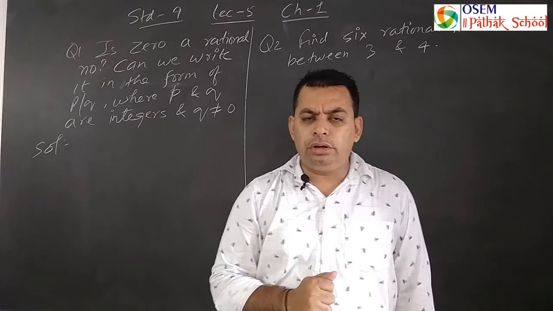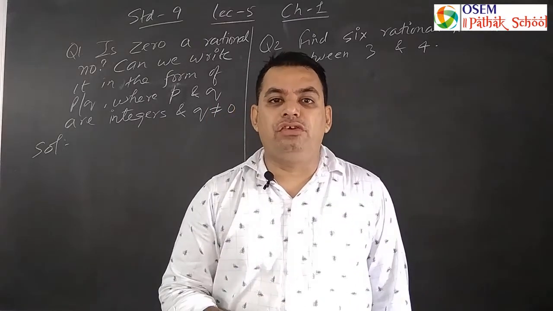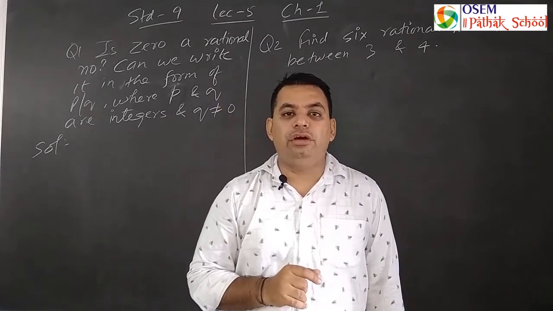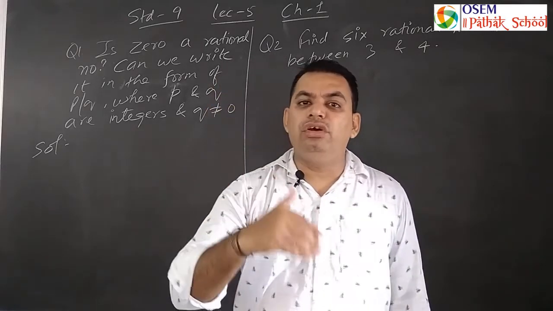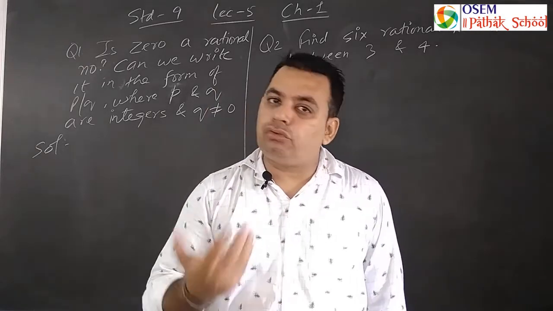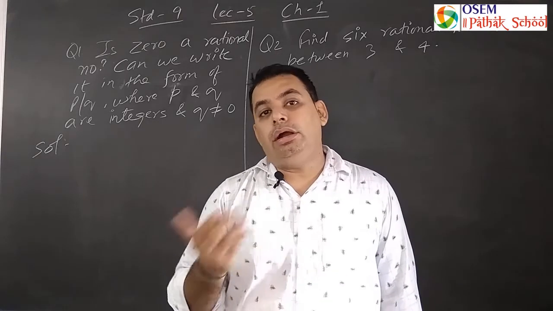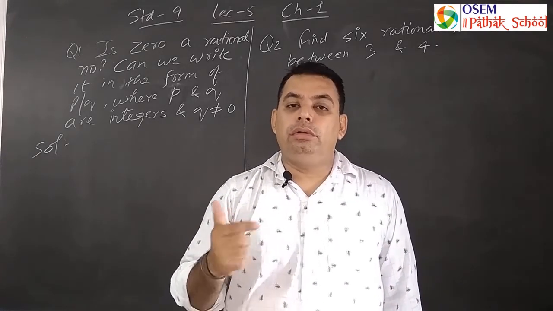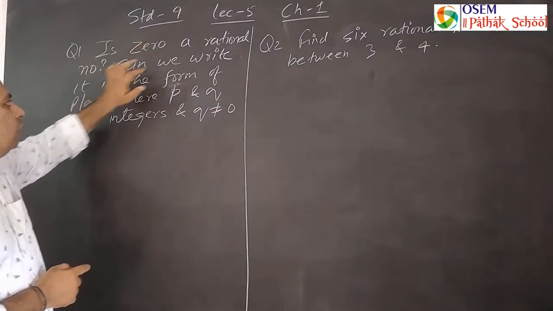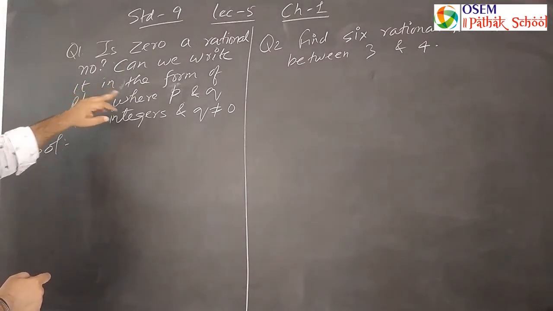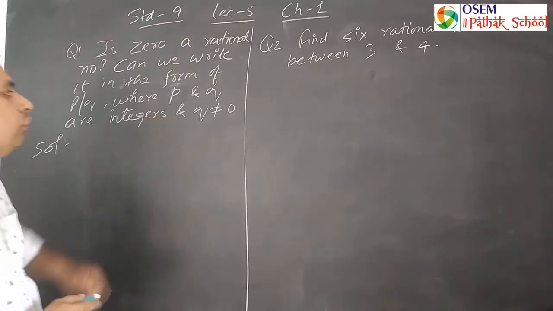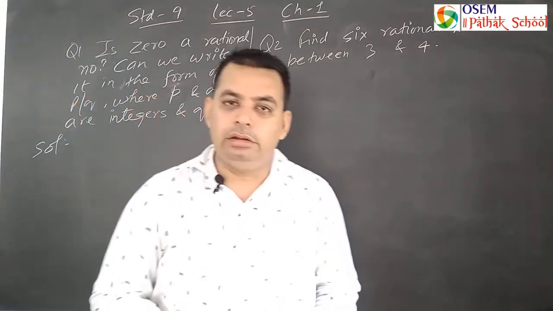Is 0 a rational number? Already I have discussed what is a rational number and what is an irrational number. Rational numbers are the numbers which are in the form of p by q, where q is not equal to 0. If any number is in the form of p by q, then it is called a rational number, provided its denominator is not 0. Here the question is given: is 0 a rational number? Can it be written in the form of p by q, where p and q are integers and q is not equal to 0? This is the question given in your textbook.